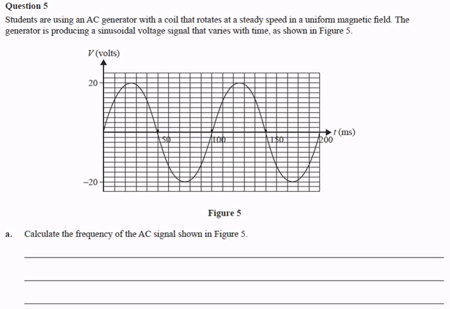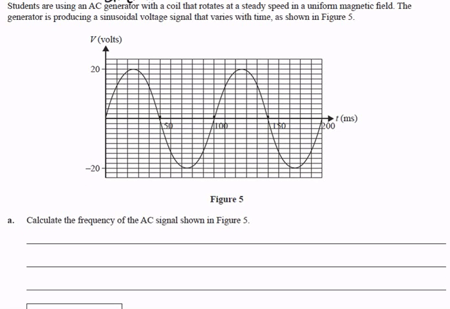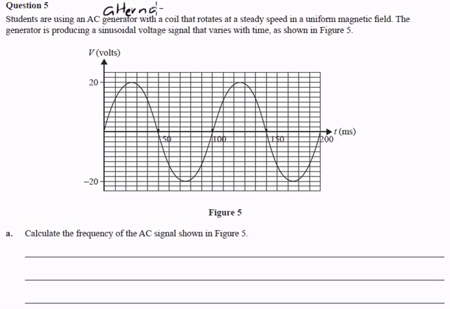Students using an AC generator. So an AC generator, another word for that we've said before is an alternator. With a coil, they rotate it at a steady speed in a uniform magnetic field. So the coil rotating in a magnetic field produces electricity, and this produces a sinusoidal voltage signal. Sinusoidal, remember, means a sine wave shape, that varies with time like this.